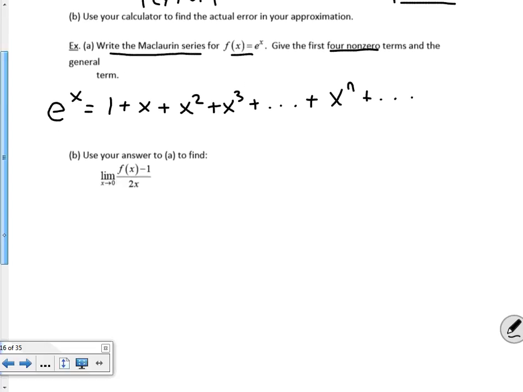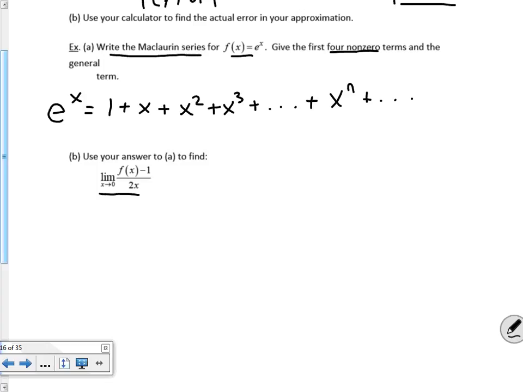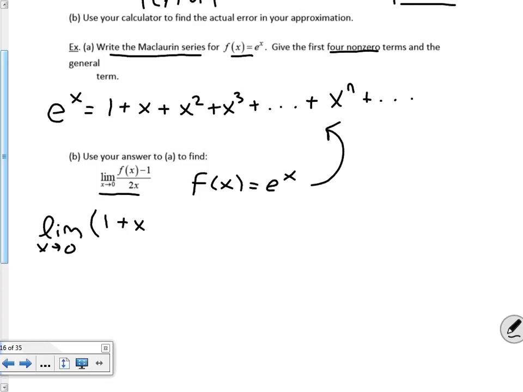Then I need to use this to find this limit. So since f of x is e to the x, I will use my power series in this limit. So let's make a substitution. My limit as x goes to 0, and here I am subbing in my power series. So I'll do the first 4 terms: 1 plus x plus x squared plus x cubed, my 3 dots. And I have minus 1 divided by 2x.